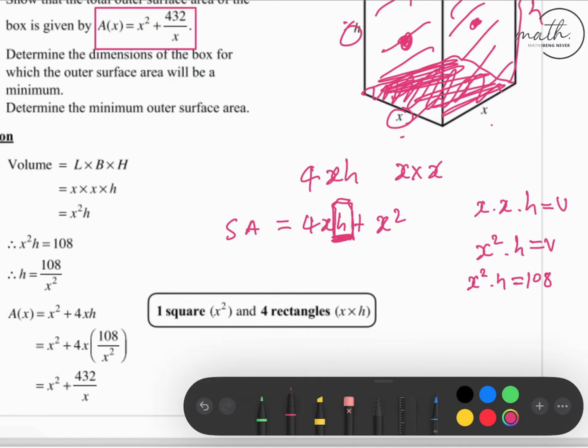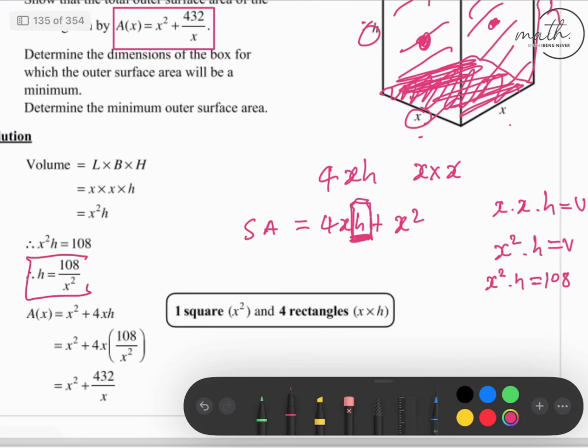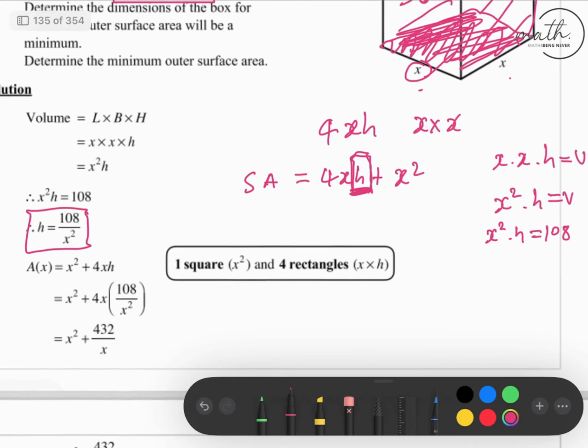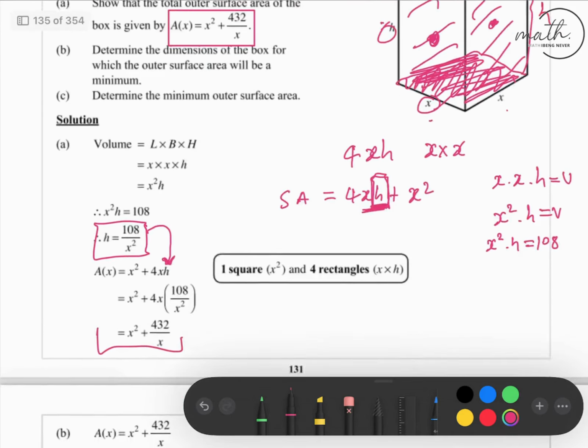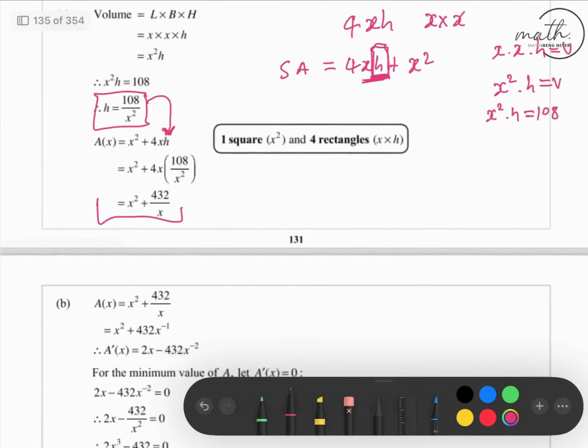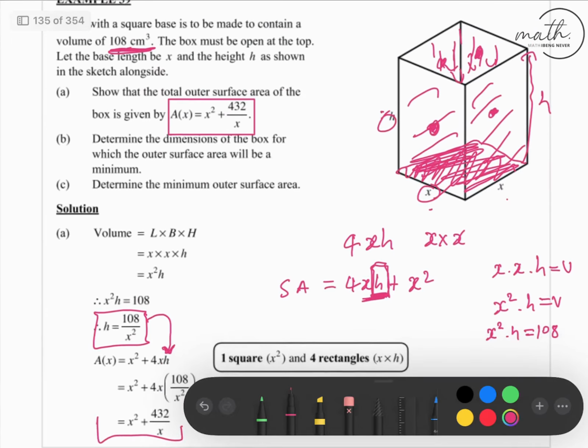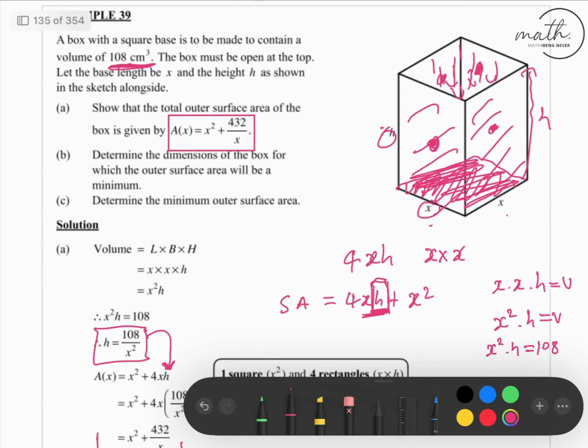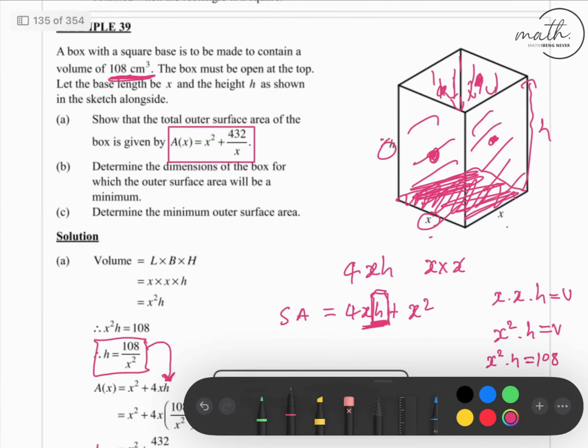Then you make h the subject of the formula, and you take that h and substitute it where we see h there. That is the equation we got here, and you're going to end up with what they want. So you need to remember how to find volumes and areas of different shapes. But look at this one: even if you couldn't do A, you can still do things like B and C.